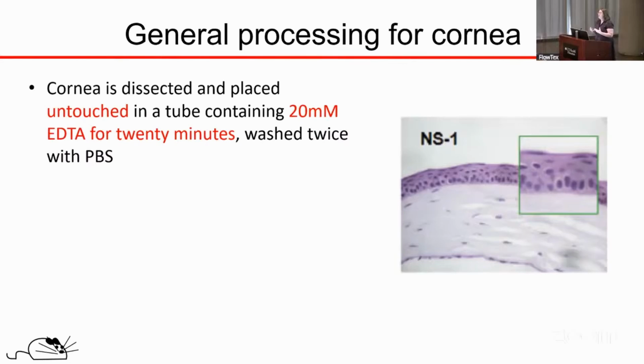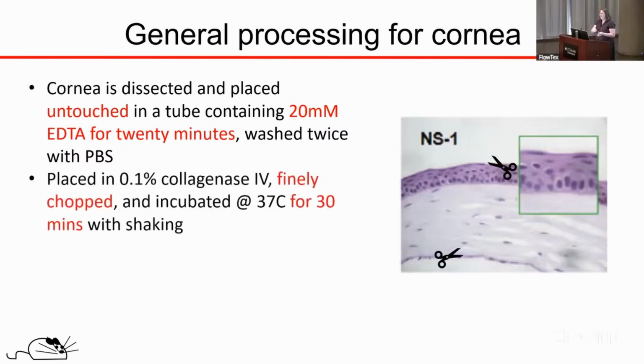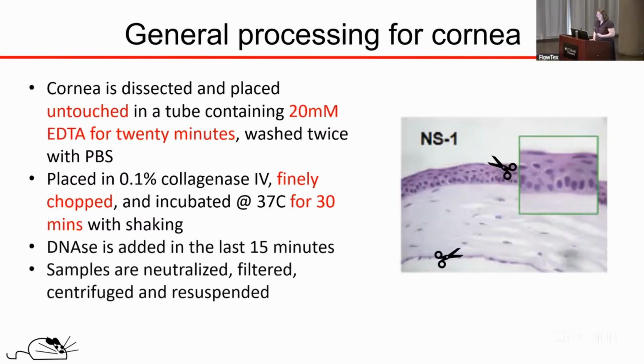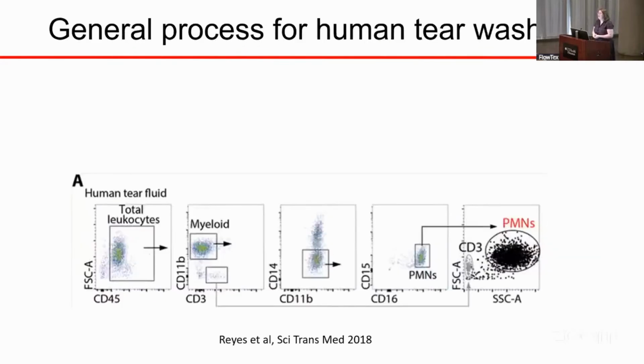This helps with the tight junction proteins on the cornea and helps for further steps, but you don't want to chop it up at this point because if you do, it's still very sticky and you will lose a lot of cells. So after this, we then take the whole cornea and place it into a solution of 0.1% collagenase 4, at which point you can then finally chop it and incubate it at 37C. But this time, because there are fewer cells, we try to reduce the incubation time, so we only do 30 minutes. And then, of course, in the last 15 minutes, we add DNase. And then just as before, neutralize, filter, centrifuge, and resuspend.